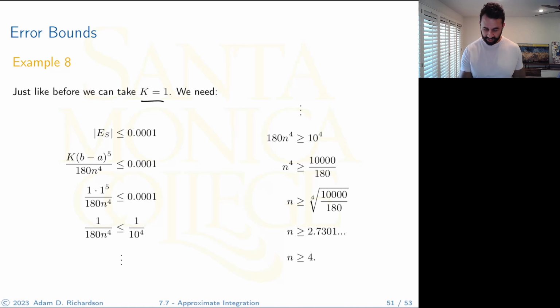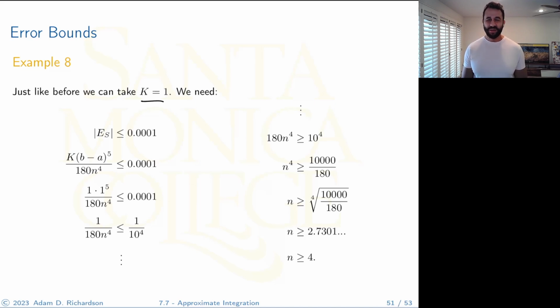All right, so what do we need? We need that error to be less than this tolerance. So that means this formula needs to be less than that tolerance. We plug in what we know about k. We plug in b minus a, and then we do some algebra, right? Move things around, we get this, calculator approximates this, and then we have to choose n greater than or equal to 4.